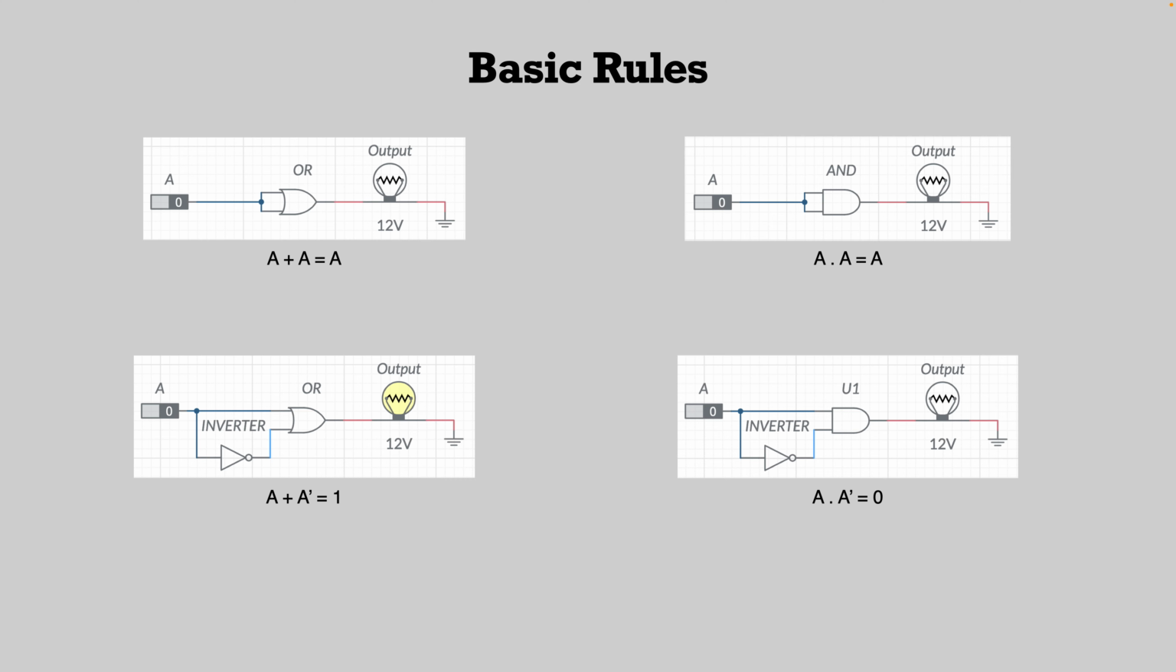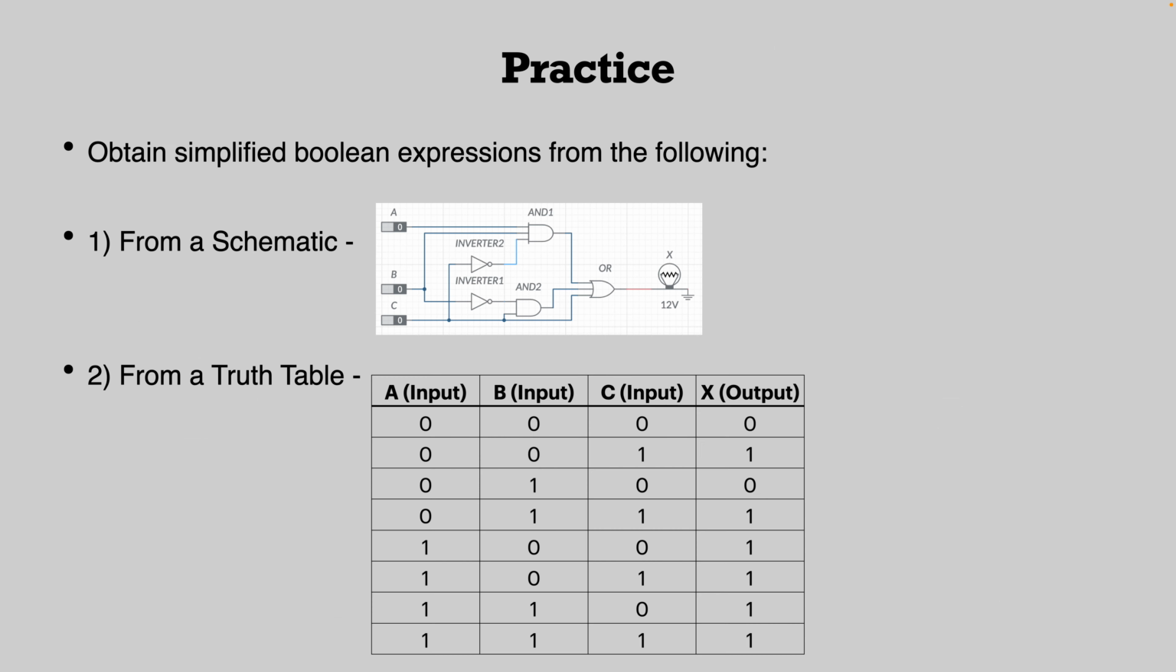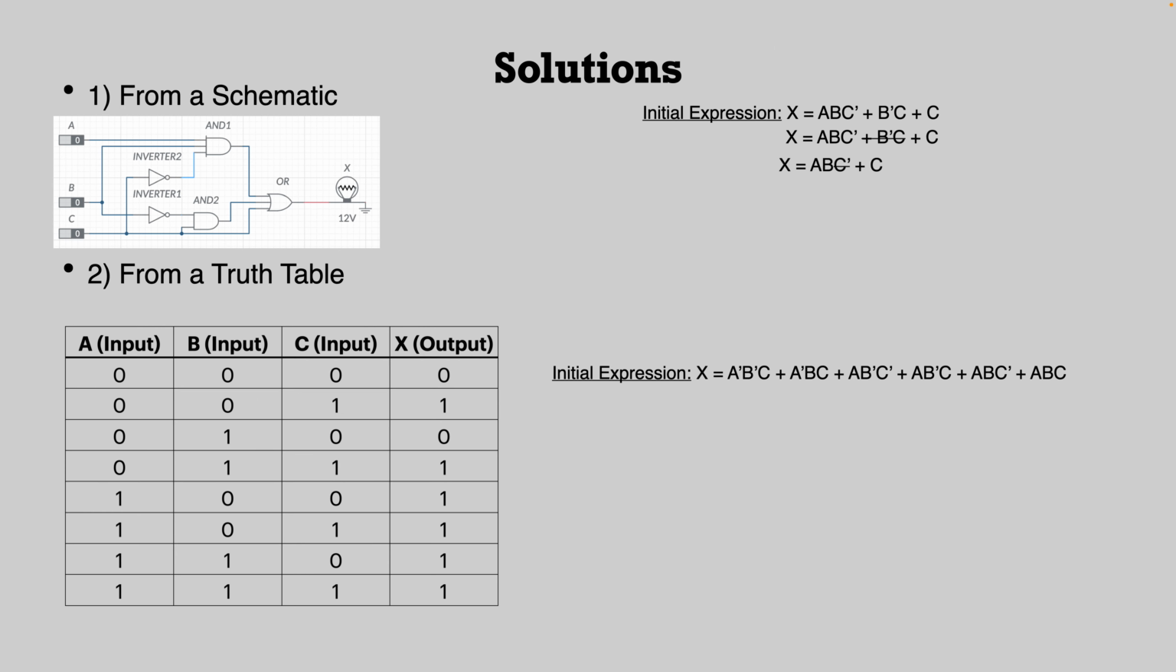bottom left here, A or inverted A equals 1, which is to say if you have the variable or its inverted self, then that's going to be 1. And in this case here, that's just going to cancel out. So forget that. And that's going to simplify it way more here to where we just have X is equal to inverted A and C, or A and inverted B, or A and B.